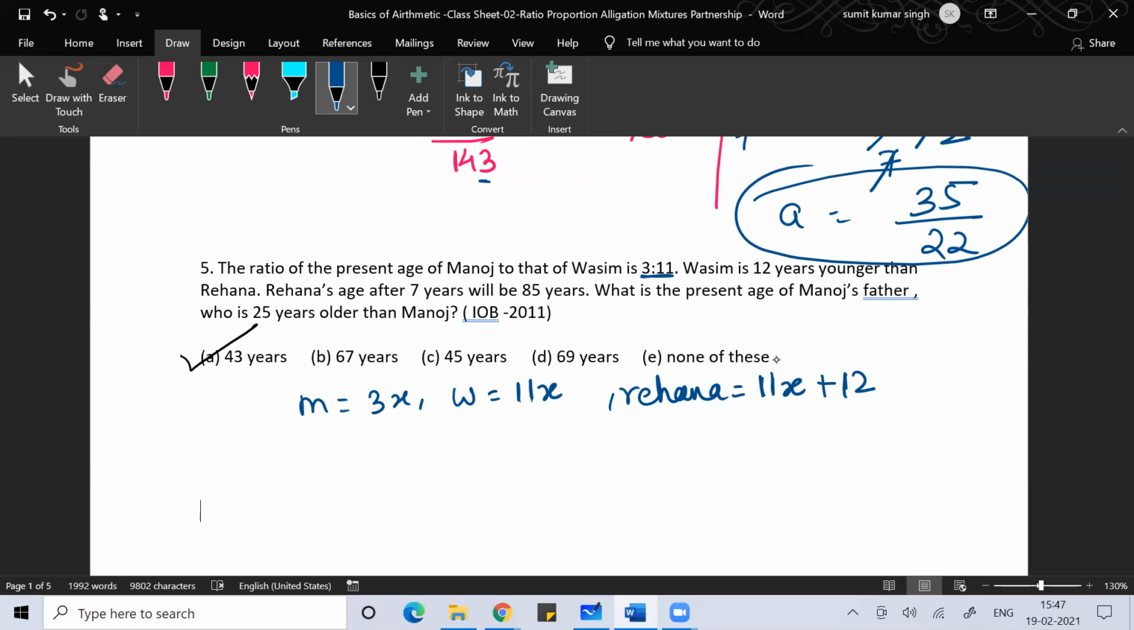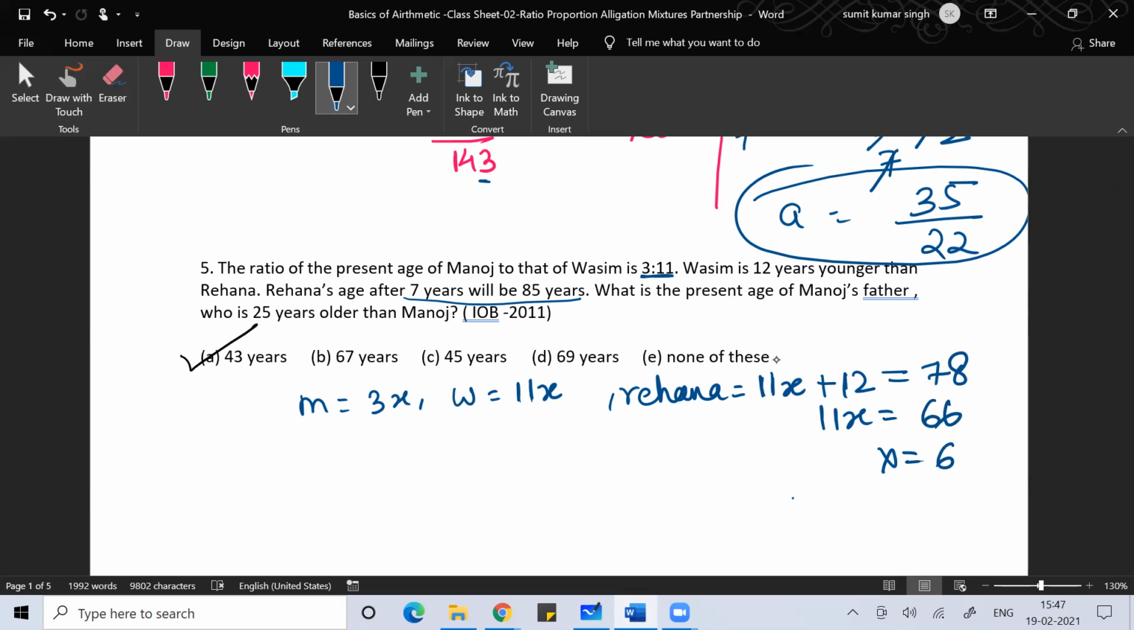Rihanna's age would be 11x plus 12. After 7 years, Rihanna's age will be 85 years, which means Rihanna's age right now is 78 years. So you can write 11x is equal to 66, which means x is equal to 6.